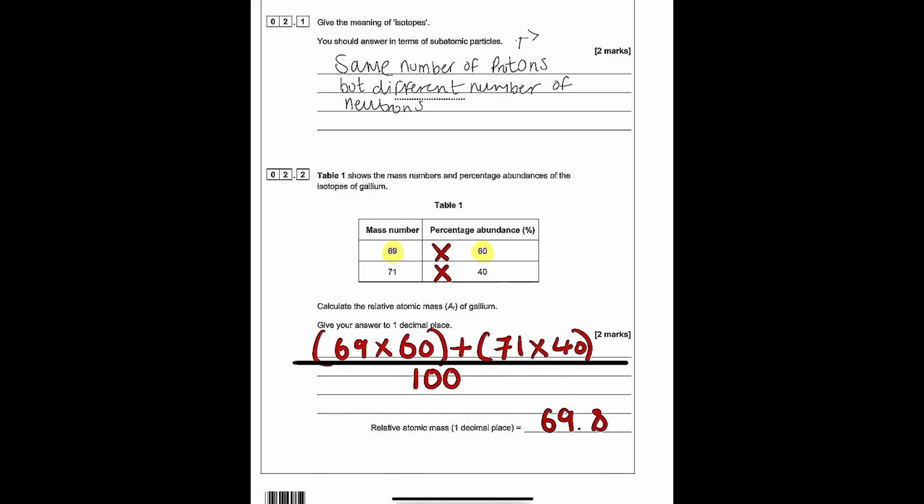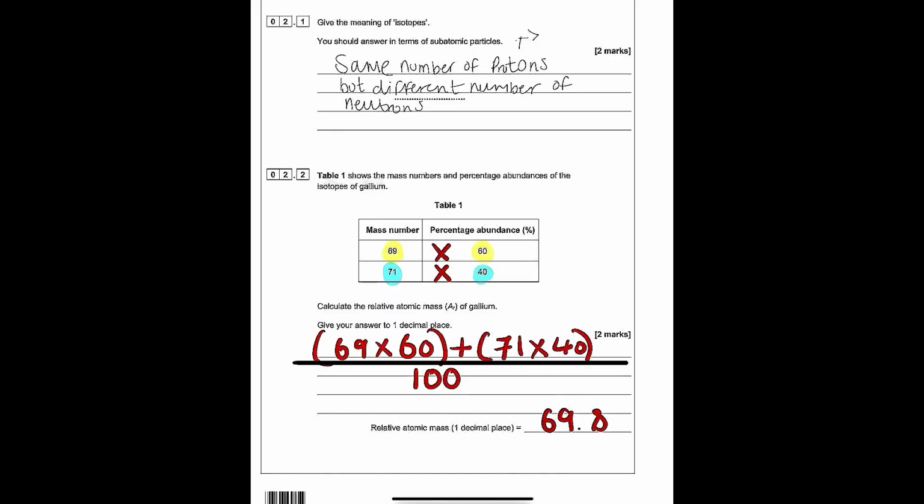And then you do the same for the other one, which is 71. You're going to multiply that by 40. So you can see I've already got the working out over here. So 69 multiplied by 60, put it in brackets, plus 71 times by 40. Then you divide it by 100 to get the answer, and that's going to give you 69.8.